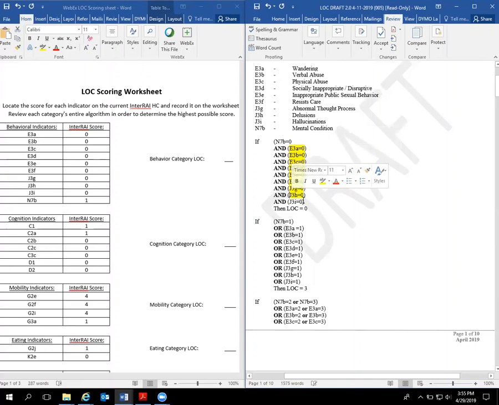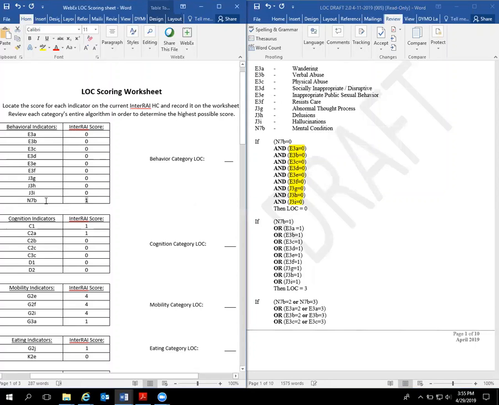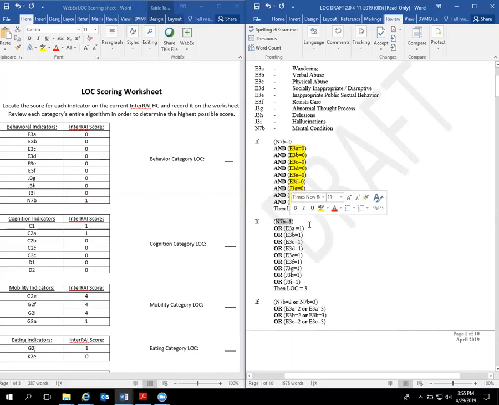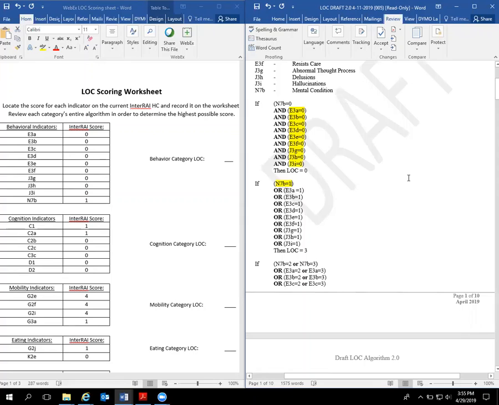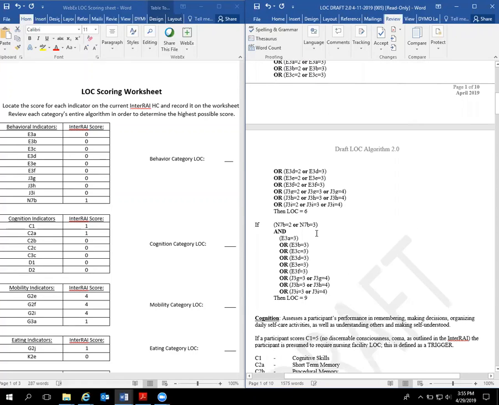J3H was 0. J3I was 0, and N7B on the enter-I had a code of 1, so I will highlight N7B equals 1. Now, to make sure that we are scoring the participant at the highest possible score, we're going to scroll down and see, does the participant meet the criteria for a level of care equals 9?